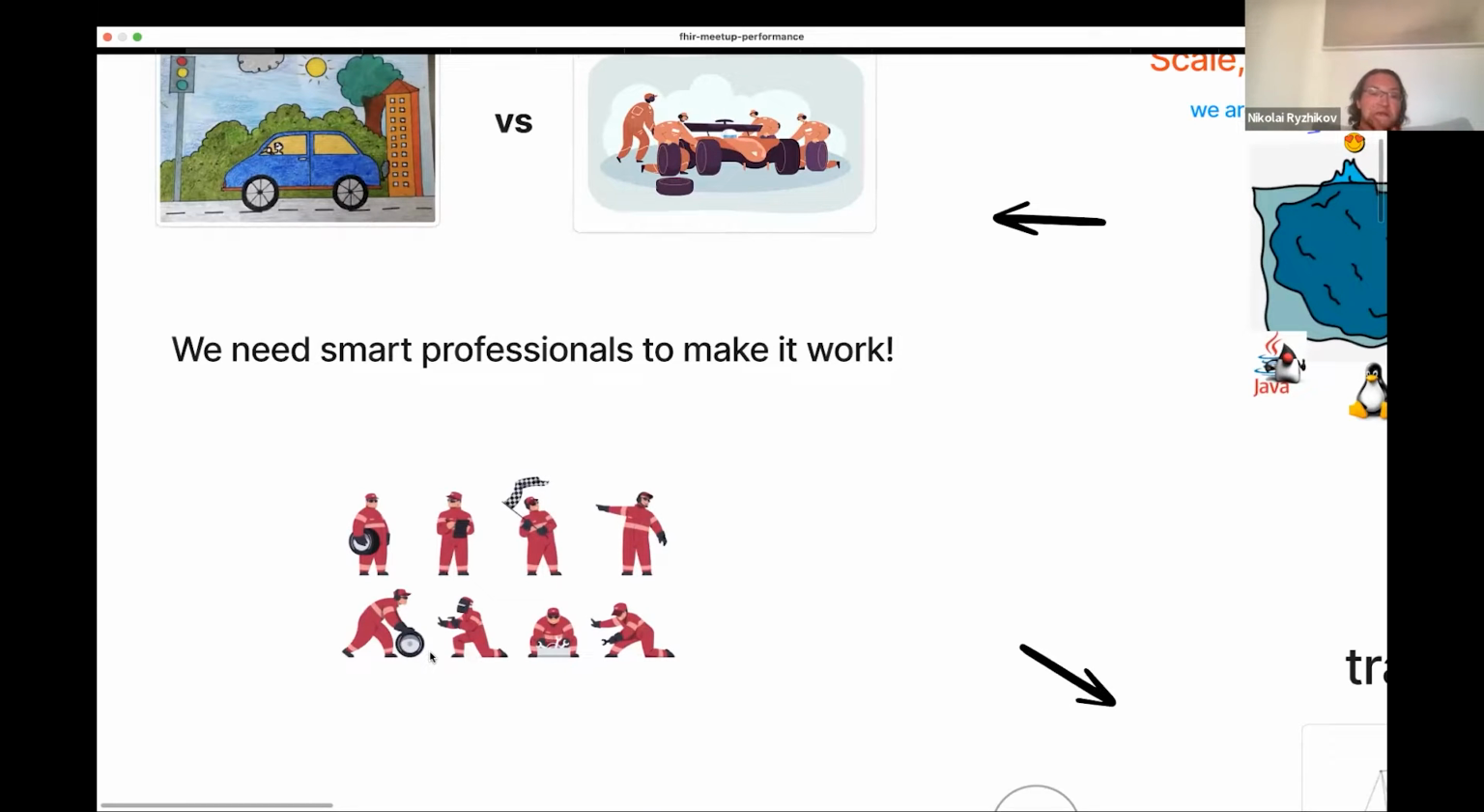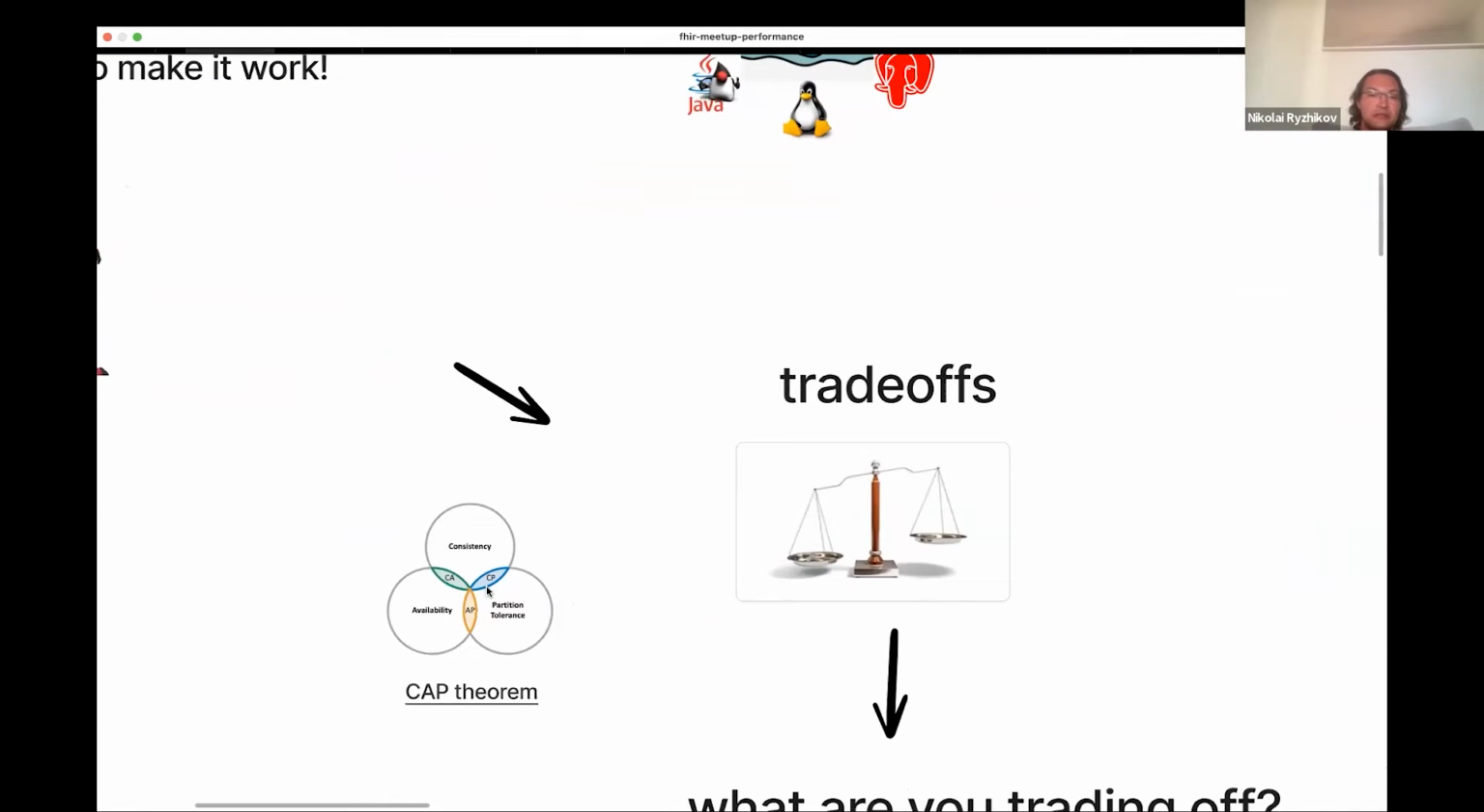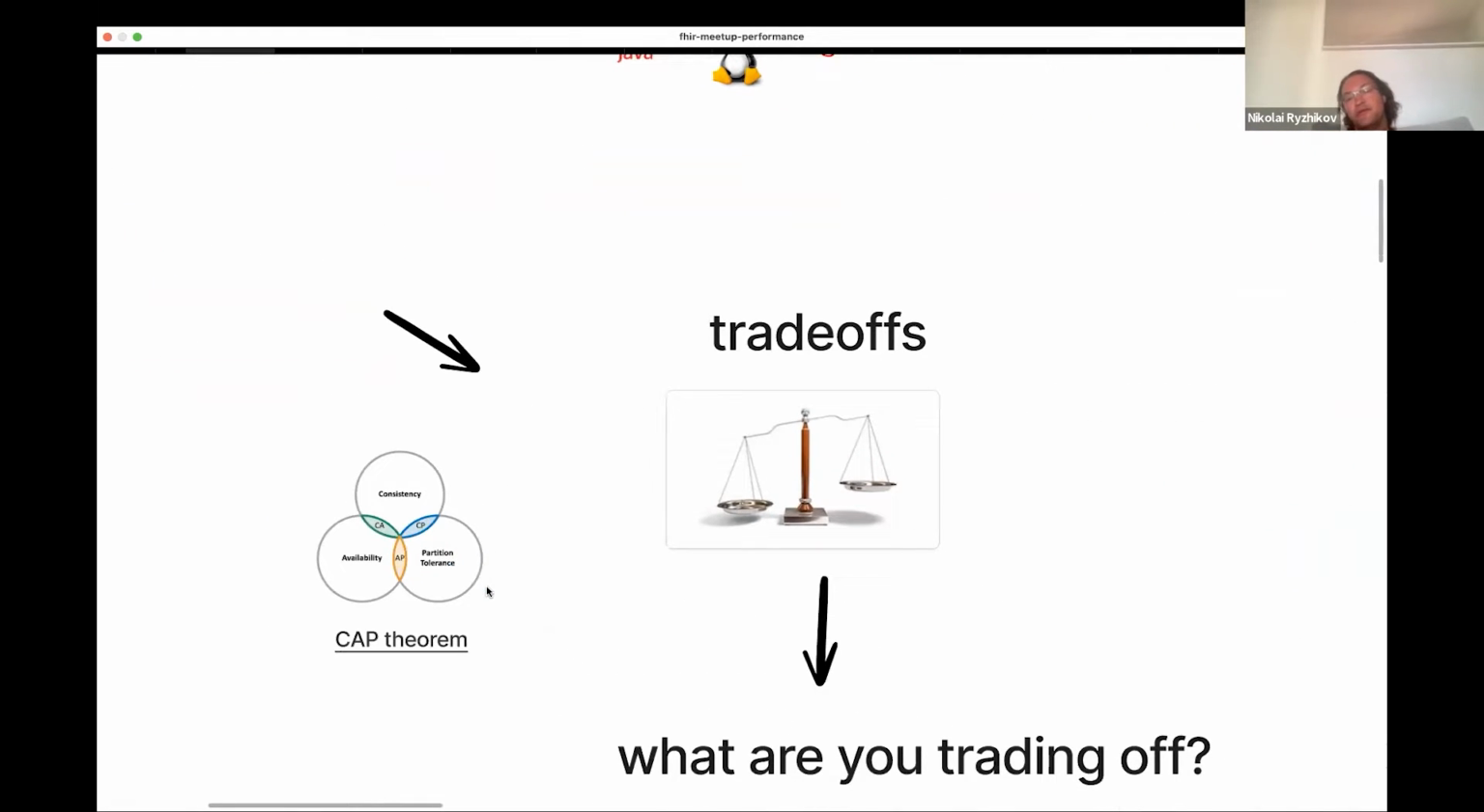So be prepared. There is no silver bullet. There is no way to buy something which fits all your needs and will work with a large amount of data, with a high load and all this stuff. So be prepared. And we are coming to the scale and the performance.